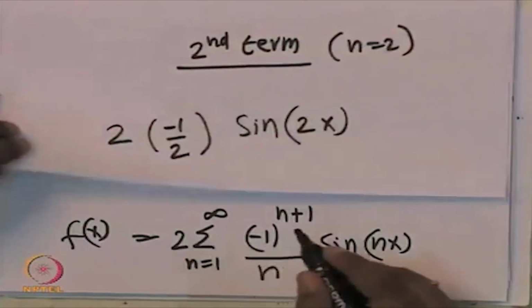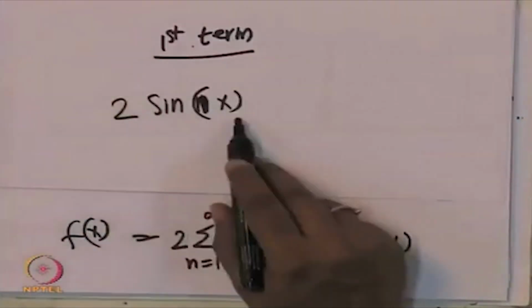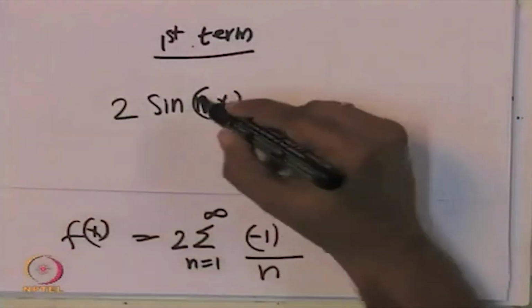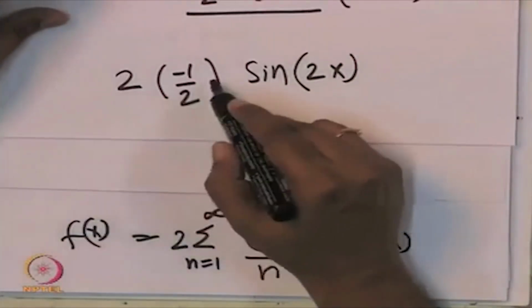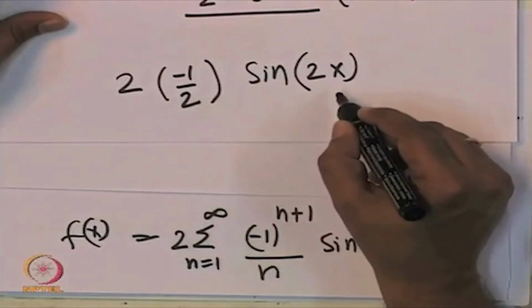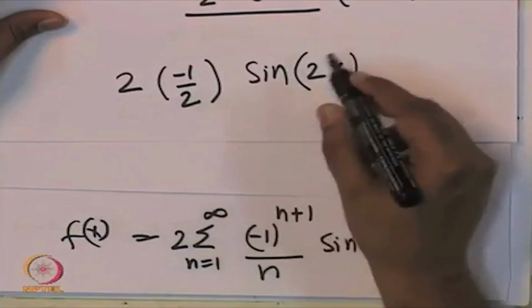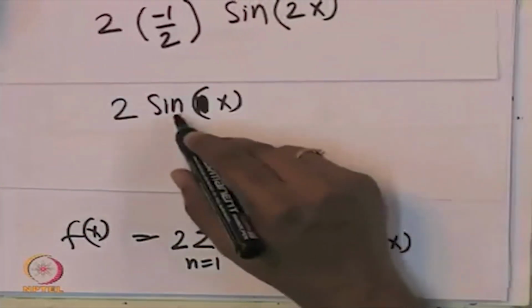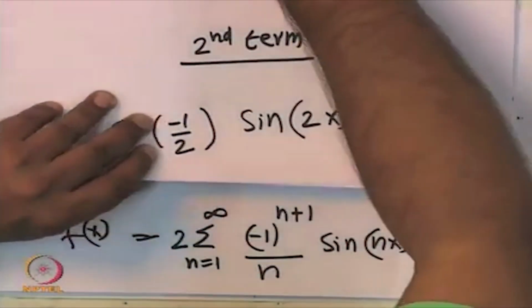So, the first term was 2 sin x, with n equal to 1. So, it is just 2 sin x. The second term was minus 2 and minus half go, so it is like minus sin 2x. So, the second term was minus sin 2x. Now you add the first term and the second term. So, what do you get? The first two terms.